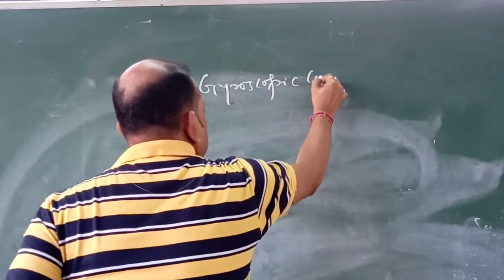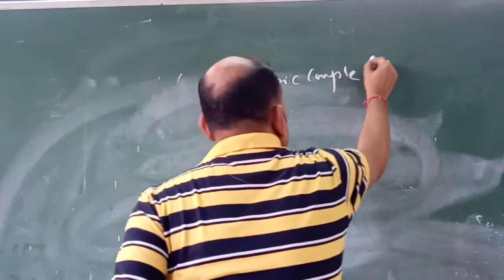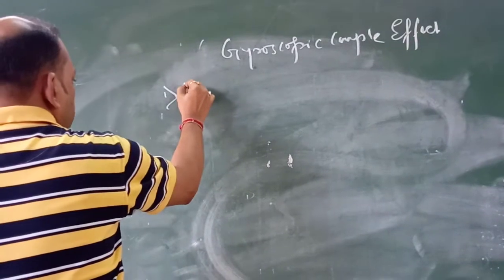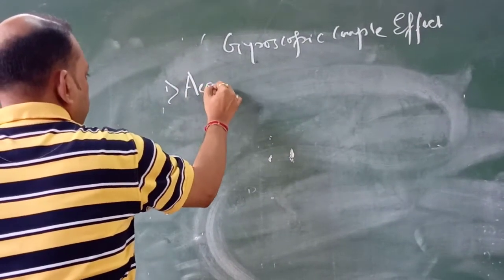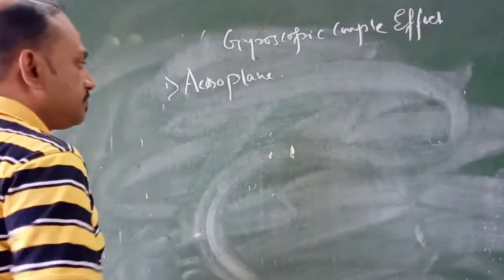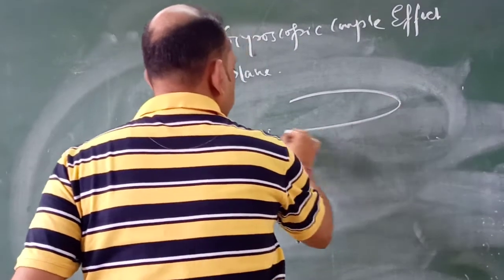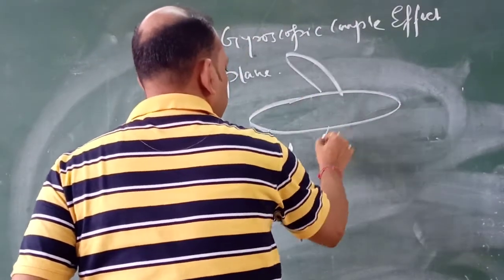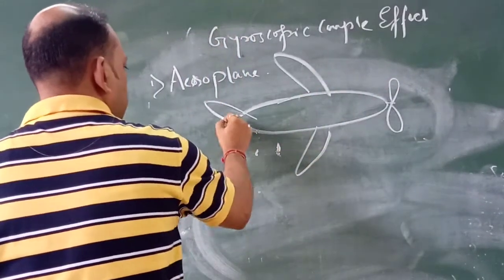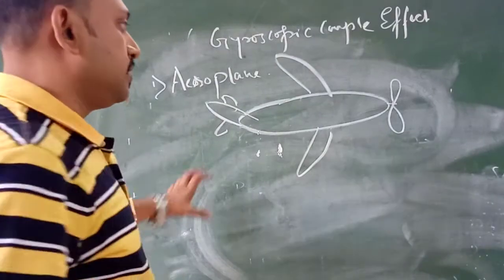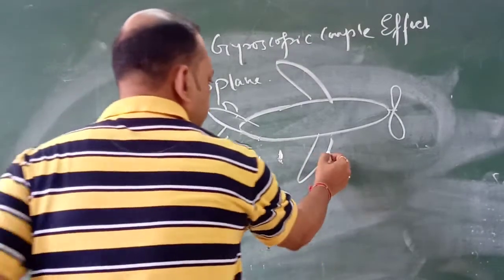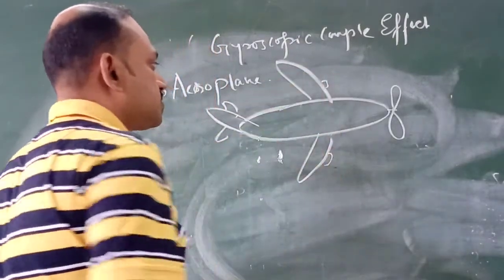Gyroscopic couple effect. Let us take first of all an example of an aeroplane. So if you roughly see into the figure, this is the top view of an aeroplane, and we know that the engines are fitted on the wings.